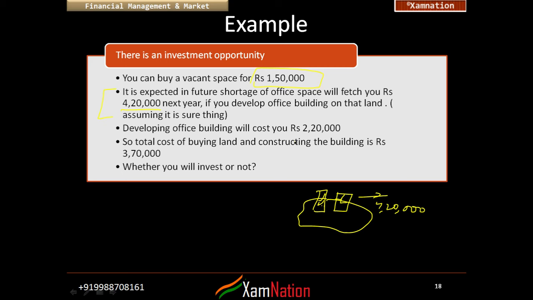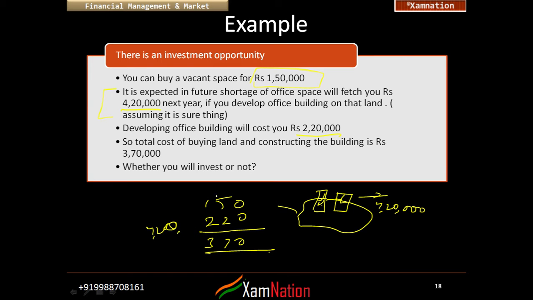Developing the office building costs you 2,20,000. That means you have to buy a space for 1,50,000, and you have to build a building on that vacant space, which will cost you 2,20,000. The total cost for you is 3,70,000. These are the total costs which will be incurred for buying the land and building the office space. Now if you sell this office space in the next year, you will get 4,20,000. This much money you will get.